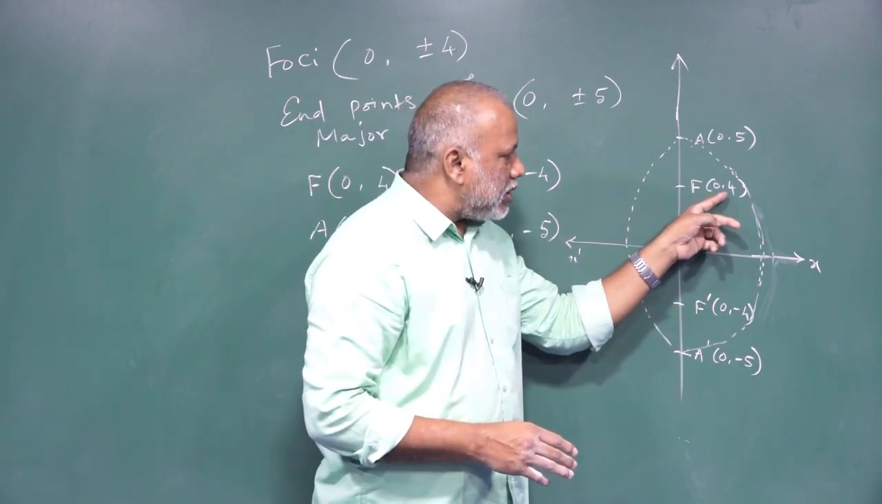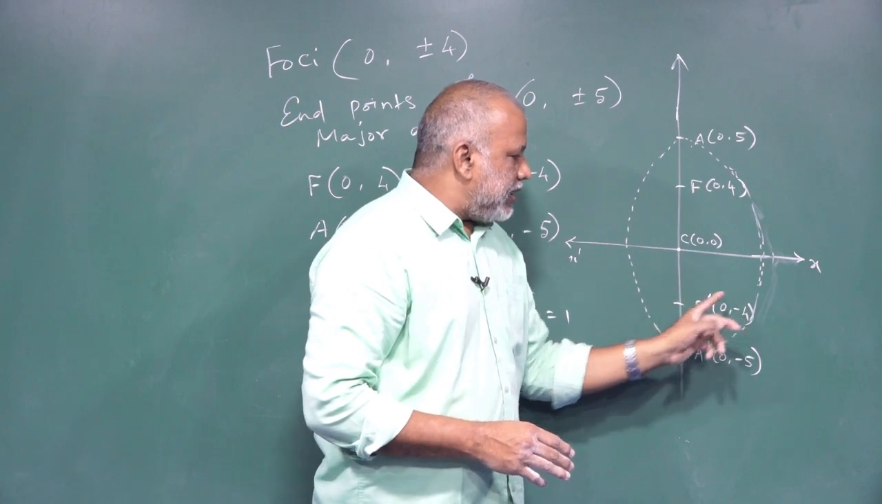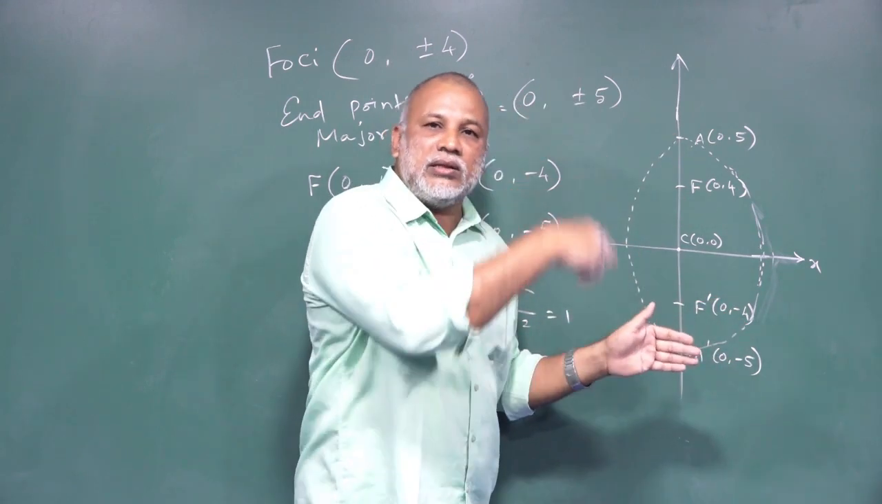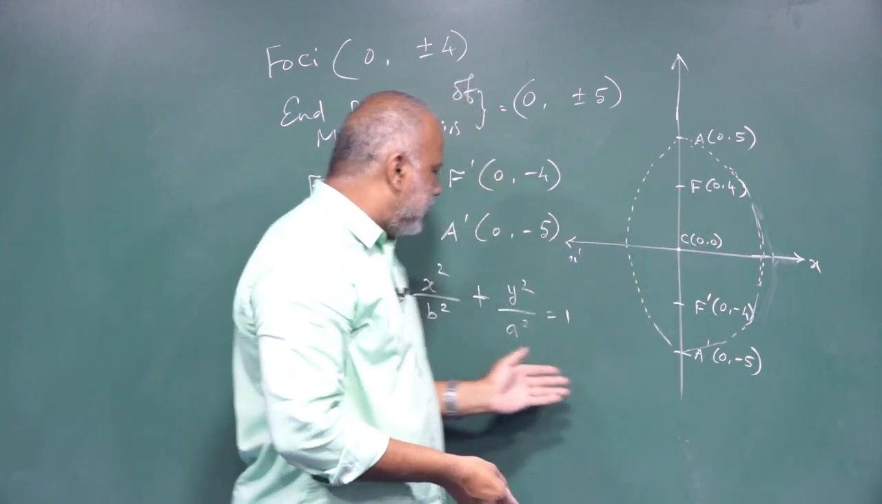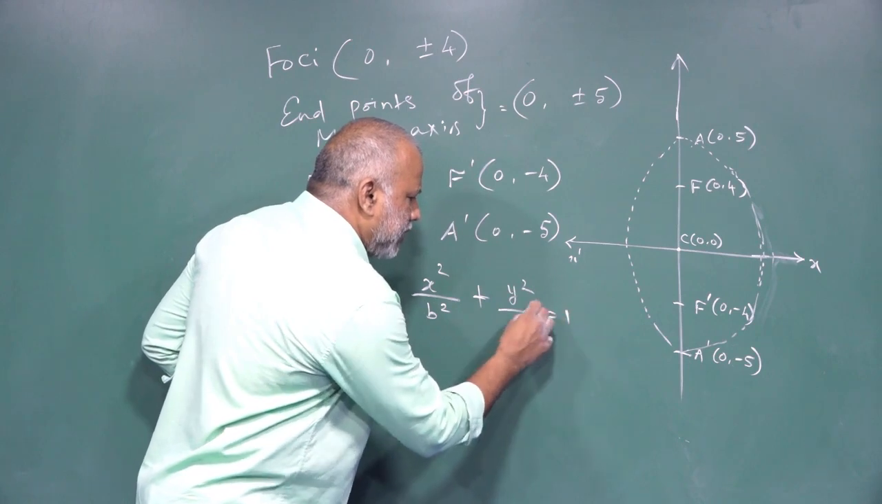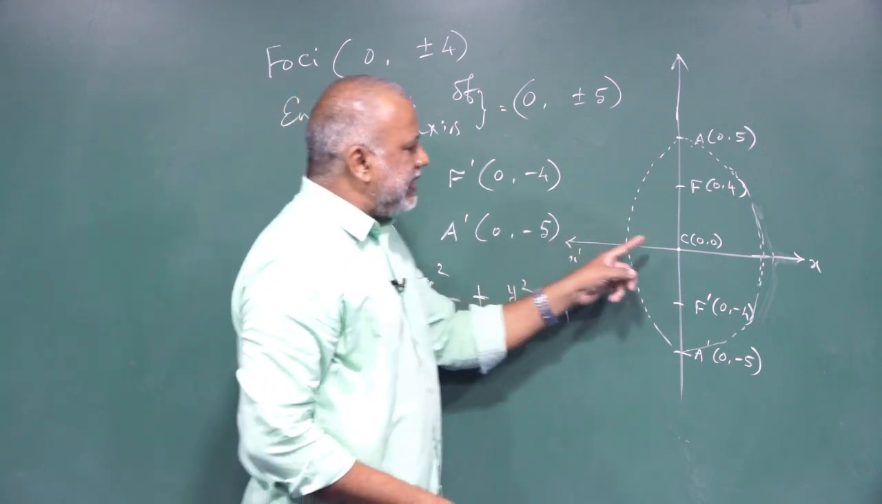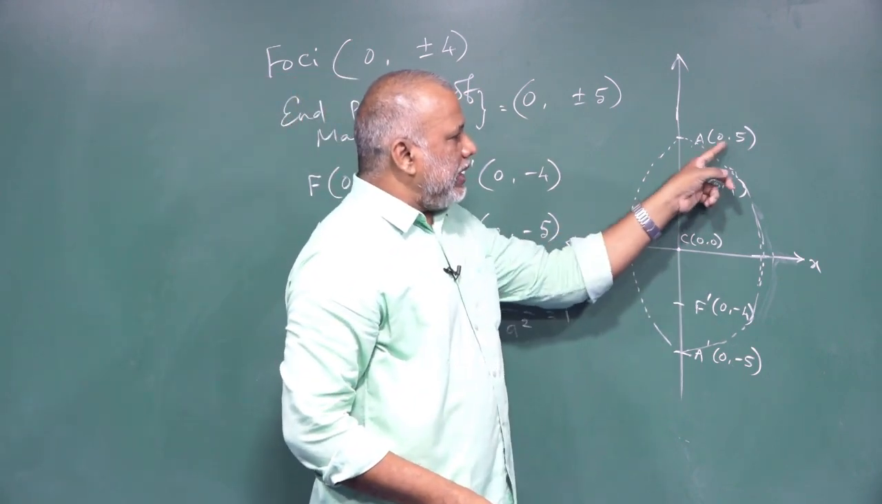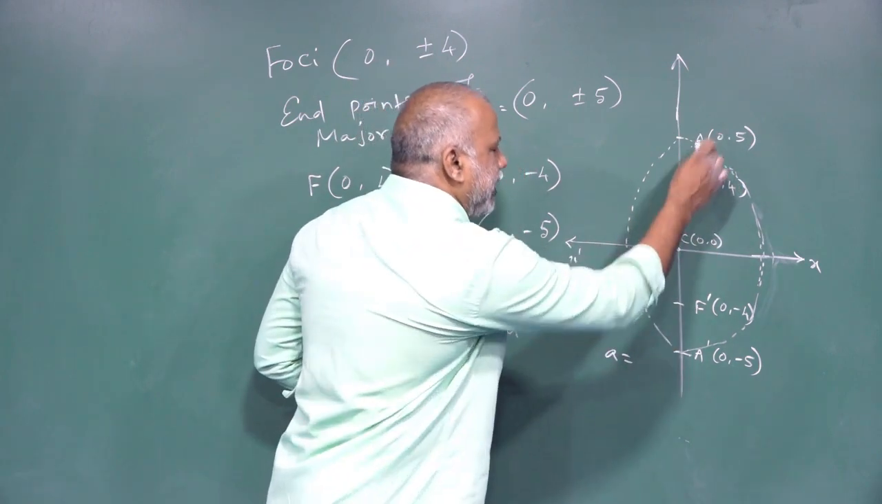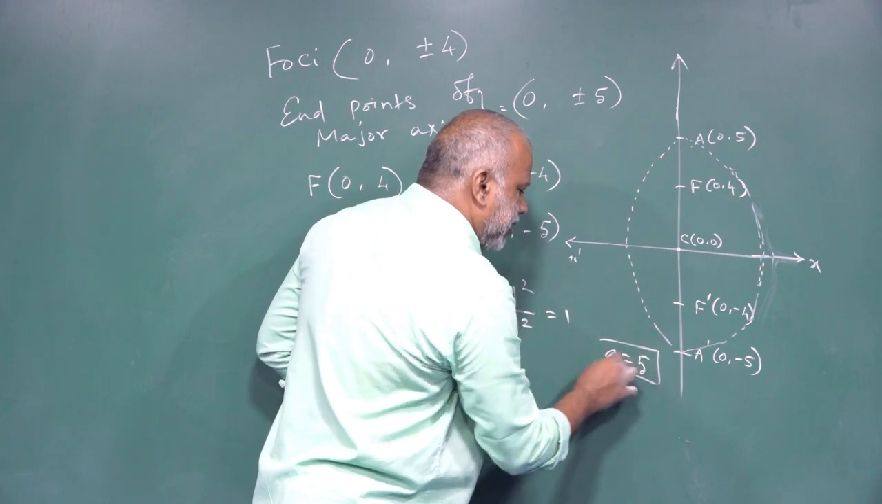So see the points (0, 4), (0, 5), (0, -4), (0, -5). So all the data is along the y-axis. Therefore, it is type number 2. Now we need the a squared and b squared values. From the center (0, 0), A is (0, 5). Therefore, the value of a must be 5 units. A must be 5 units.